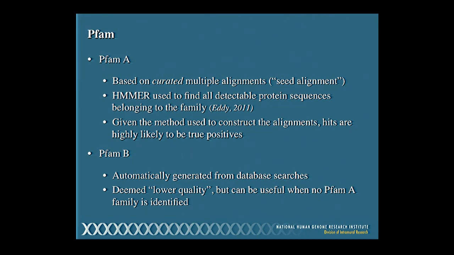And because of the way this construction is done, because of the curated nature of the method, the hits are likely to be true positives. There's also something called PFAM-B. The difference between the two is that unlike A, which is based on curated alignments, B is based on automatically generated alignments from database searches. So those are deemed to be of lower quality, but you can certainly take a look at those if you don't find anything matching your sequence of interest in the PFAM-A set.